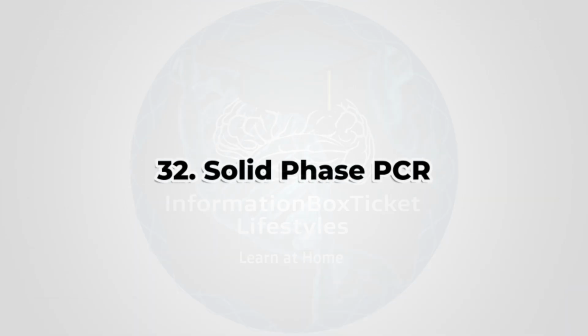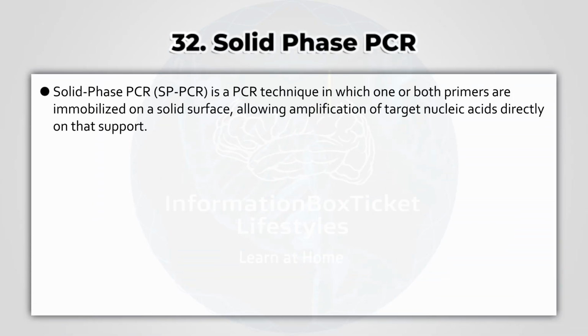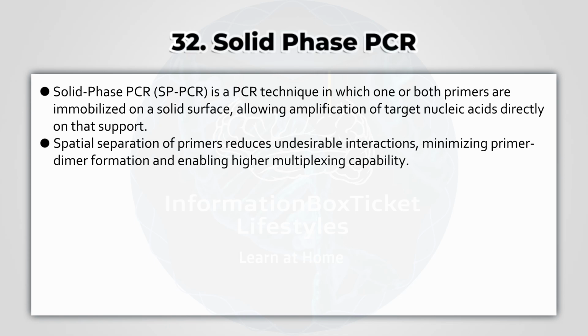32. Solid phase PCR. Solid phase PCR, SP-PCR, is a PCR technique in which one or both primers are immobilized on a solid surface, allowing amplification of target nucleic acids directly on that support. Spatial separation of primers reduces undesirable interactions, minimizing primer-dimer formation and enabling higher multiplexing capability.